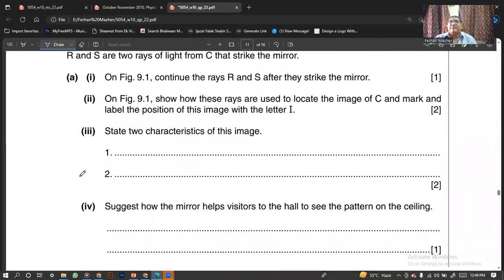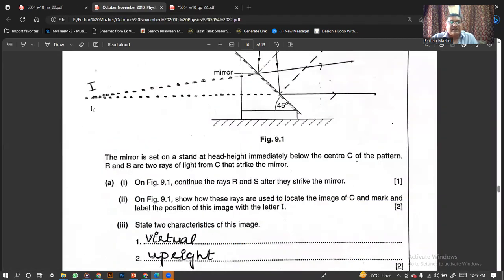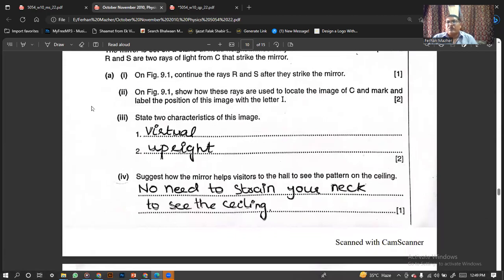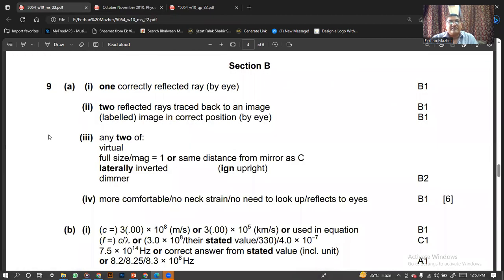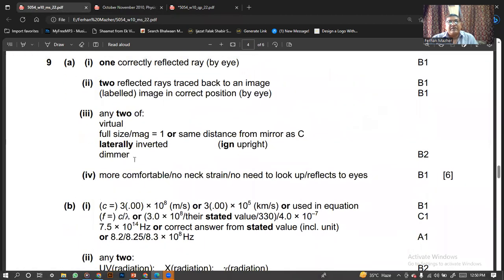You see, this is a plane mirror, and the characteristics of the image formed in a plane mirror are that the image is virtual. The image has the same size as the object. The distance of the image from the mirror and the distance of the object from the mirror are equal to each other. The image is laterally inverted. So these are some main characteristics. You only have to write two characteristics here. For example, I have written here virtual and upright. The image will be upright. So you can see the marking scheme here.